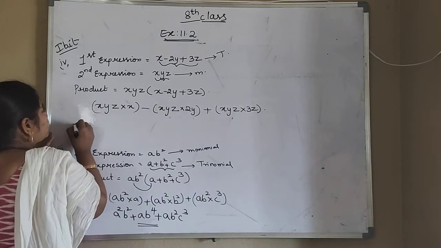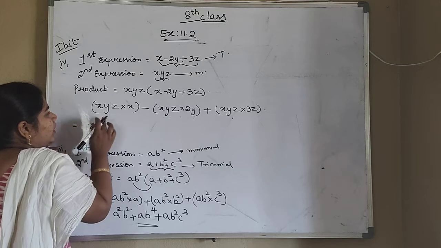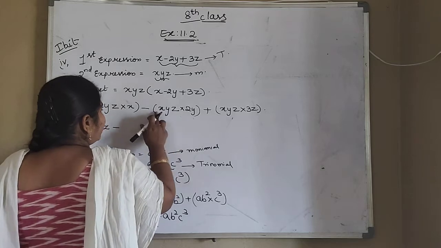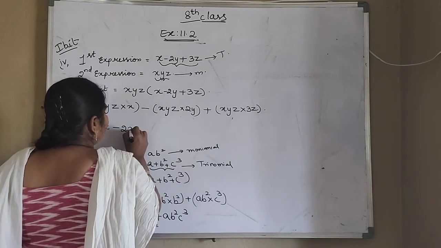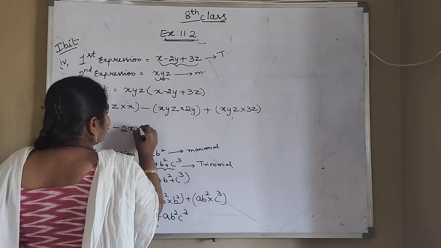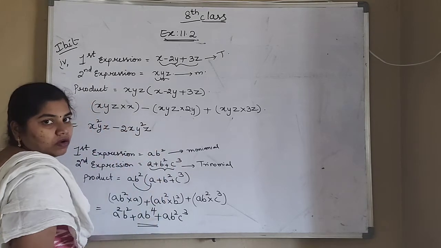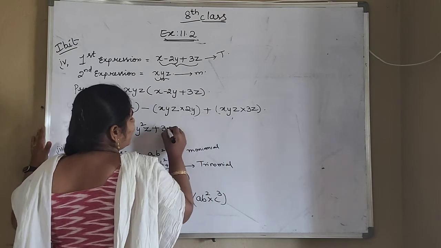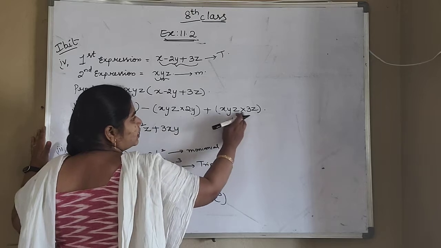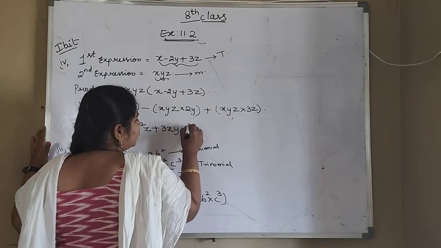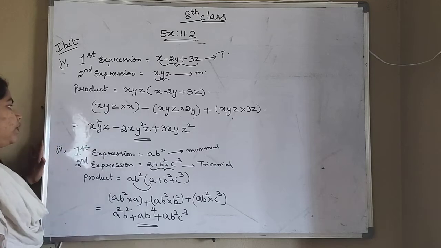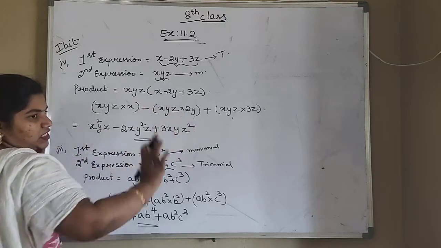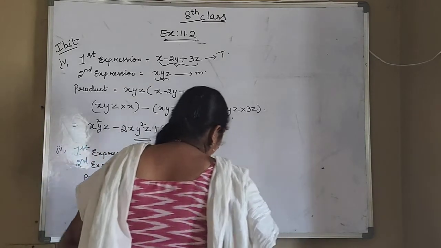Okay, now x into x is x square, only one y is there and one z. Minus, here you multiply now, 2 into 1 is 2, only one x is there, y into y is y square, only one z. Okay, now you multiply the third term, 3 into 1 will be 3, only one x, only one y, and z into z will be z square. So what is the result here? x square yz minus 2x y square z plus 3x yz square is our result. Next, last one in this.